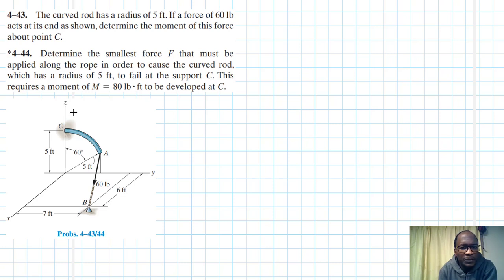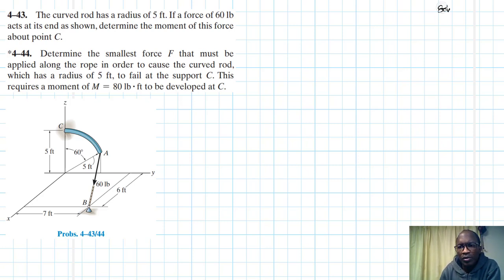The problem reads: the curved rod has a radius of 5 feet. If a force of 60 pounds acts at this end as shown, determine the moment of this force about point C. In the second case, determine the smallest force F that must be applied along the rope in order to cause the curved rod, which has a radius of 5 feet, to fail at support C. This requires a moment of M equal to 80 pounds-feet to be developed at C.